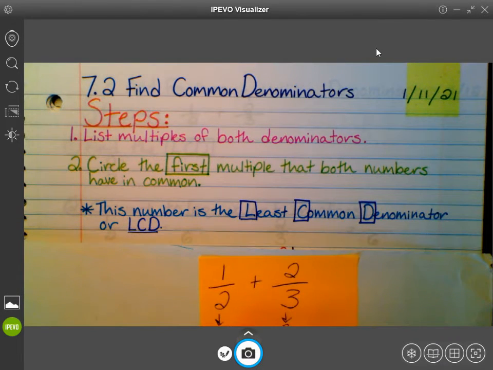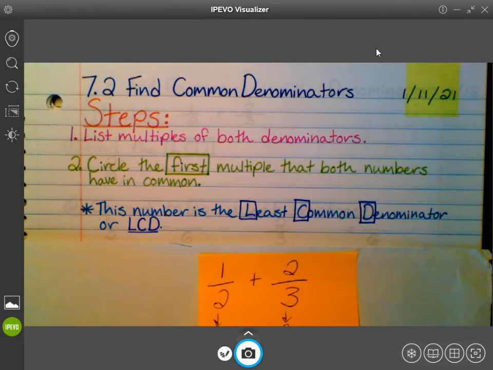Or actually, this is the note I think some of you wanted to say. This number is the least common denominator, the LCD. So that smallest multiple, that number they have in common, we call that the least common denominator. That is the smallest or least common number that they have in common. That could be their denominator. This can be abbreviated as the LCD. So that least common denominator. It's the smallest number they have in common that can be both of their denominators.